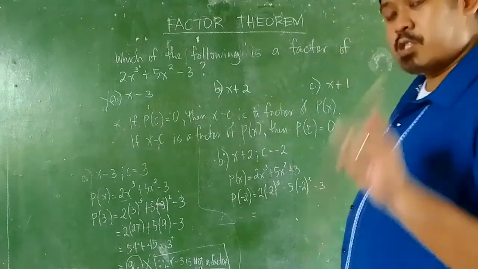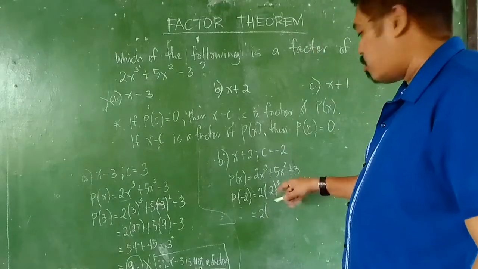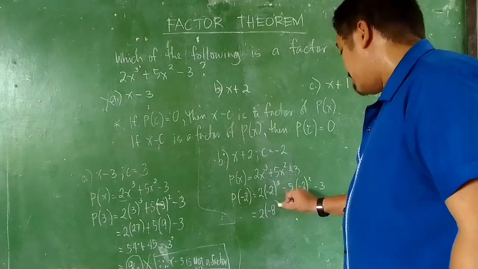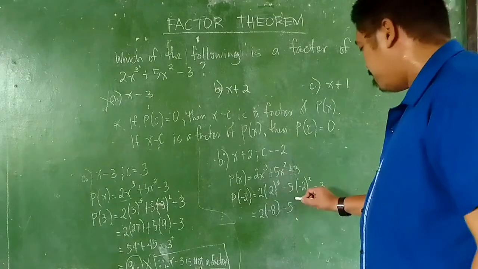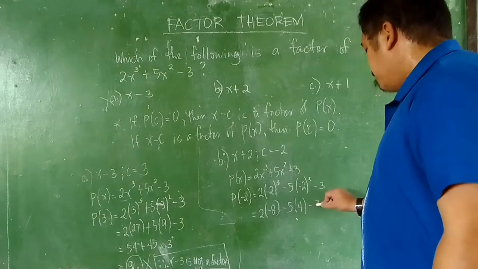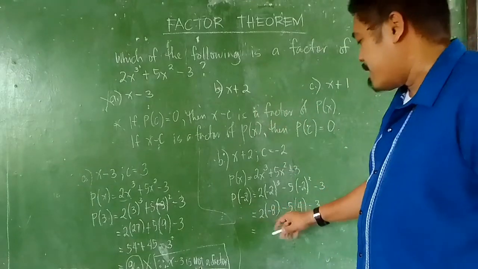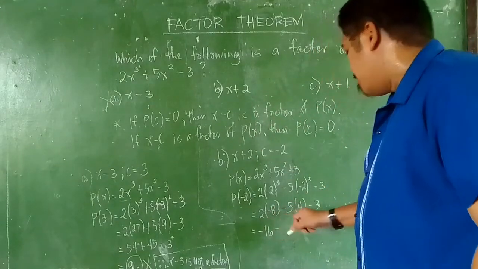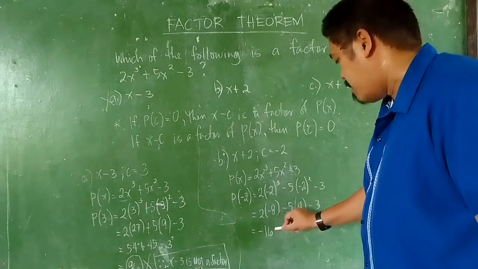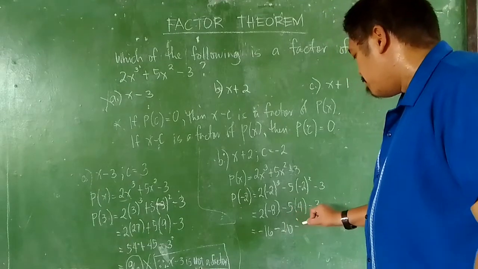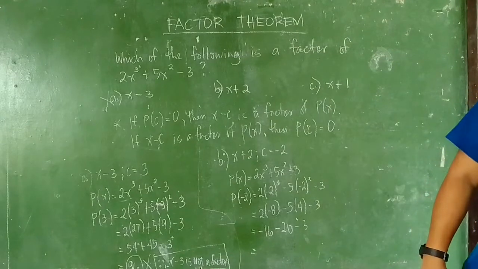Careful tayo sa mga symbols, okay? So, we shall have now 2 times the quantity negative 2 quantity cubed, which is negative 8. Plus 5. Okay, so negative 2 squared magiging positive 4 this time. Minus 3. Okay. So, ngayon, pwede natin i-multiply. So, 2 times negative 8 is negative 16. Plus 5 times 4 is 20. Minus 3.